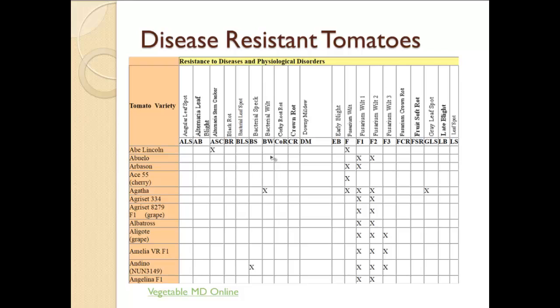Sometimes, as you can see, there are three different versions of fusarium wilt, and so you may have to know, I have race 1 of fusarium wilt or race 2 of fusarium wilt, and if you don't plant the right variety, even though it's resistant to fusarium wilt, you're still going to get the disease because it's not resistant to that particular race. But those resources are helpful for you.